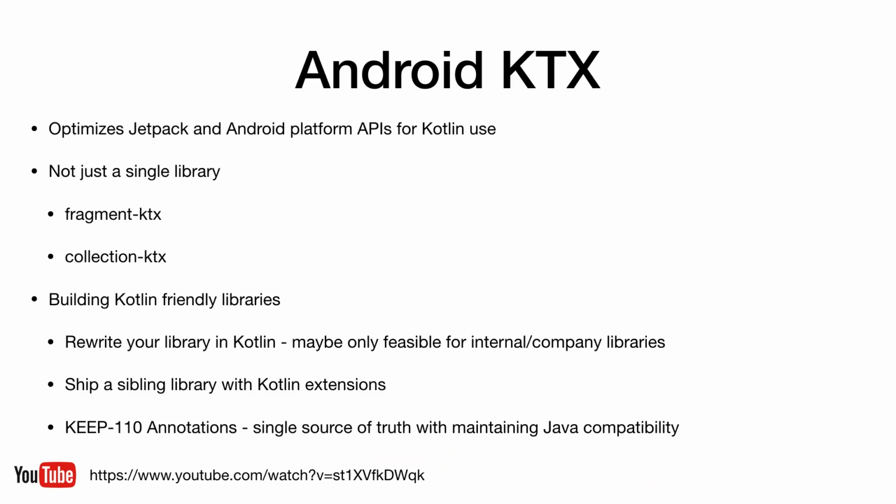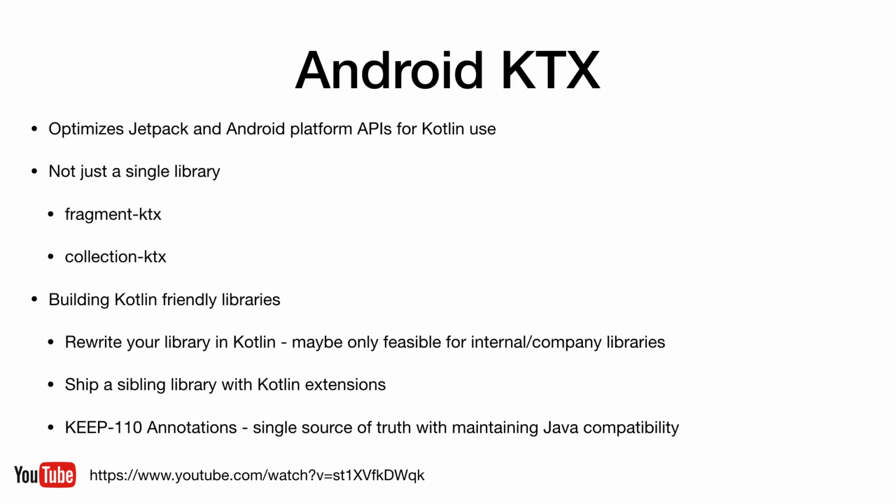It's not just a single library, it's lots of multiple libraries, so there's a lot of extensions for each of the different bits and pieces that I mentioned earlier in the Jetpack library. So you're going to have fragment Kotlin extensions, you're going to have collection Kotlin extensions, you can have SQLite Kotlin extensions. So if you're using Kotlin, you only need to download the ones that are relevant to the Jetpack libraries that you're already using. So again, smaller amounts of code included inside your final APK.